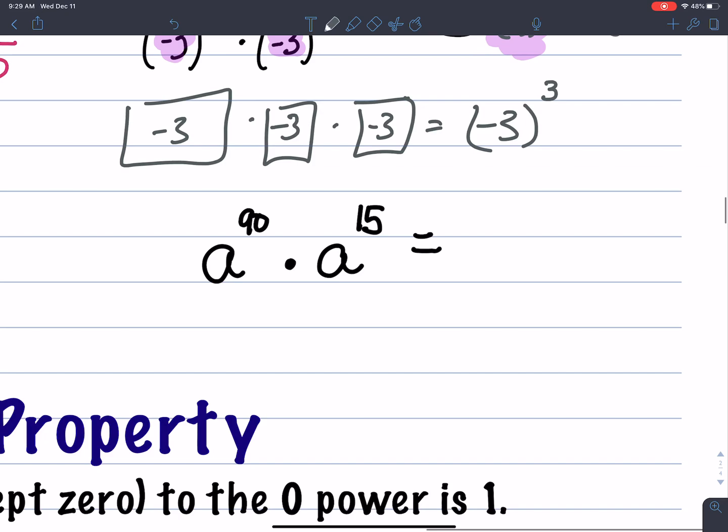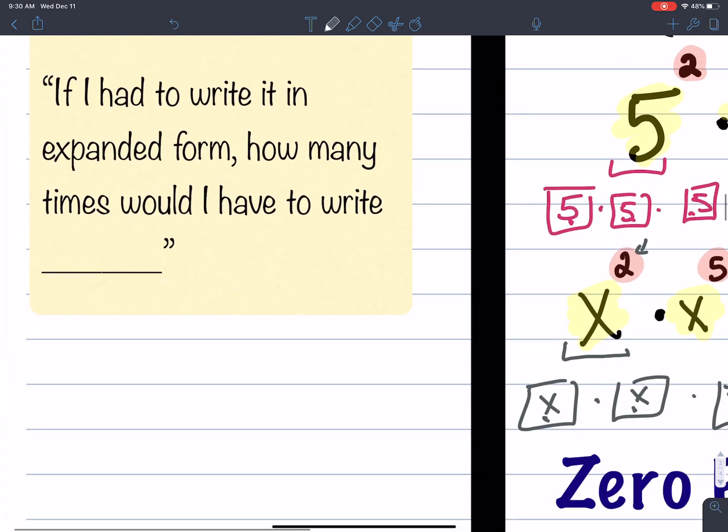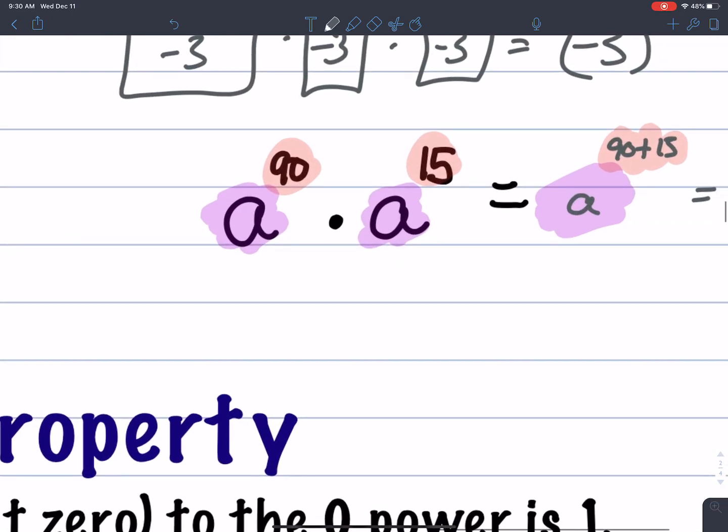Now here, this is why we use the rule. If I notice that A is being multiplied by A, the answer would be A for the base. And then to get the exponent, all I would need to do is add the current exponents. So 90 plus 15 is 105. And that's where we'd want to use the rules. If I had to ask myself this question, if I had to write that out in expanded form, how many times would I have to write the base of A?